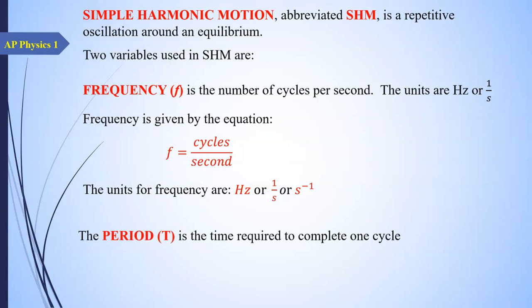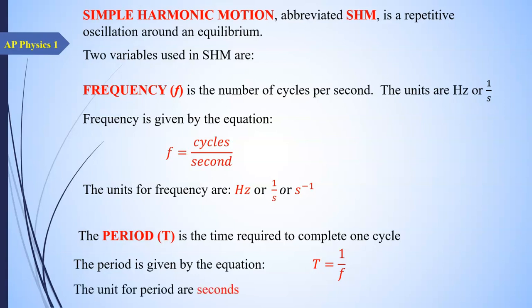The period, which is abbreviated by a capital T, is the time required to complete one cycle. So the period is given by the equation 1/frequency. So they're both reciprocals of each other. And the unit for period is some unit of time, usually seconds.